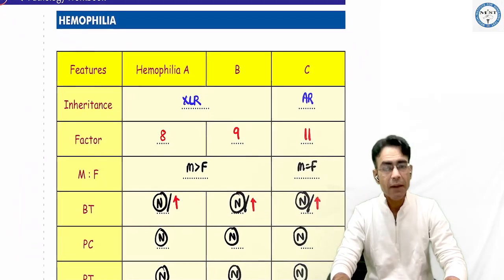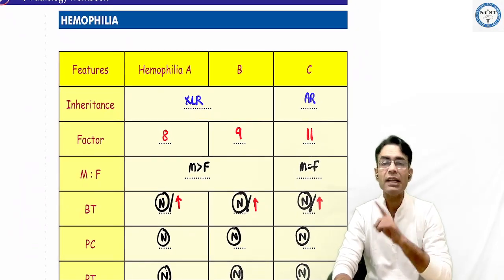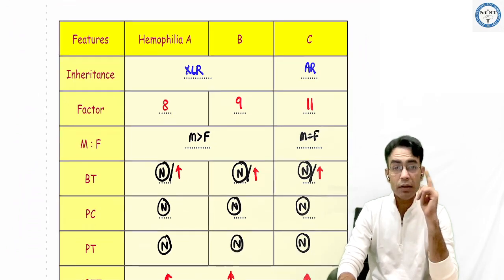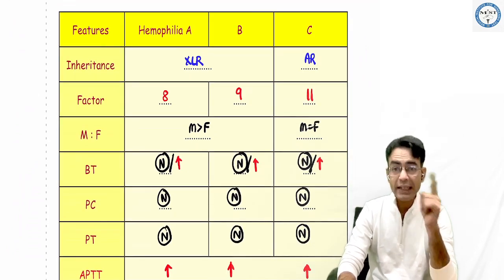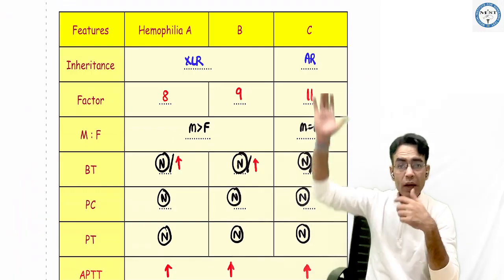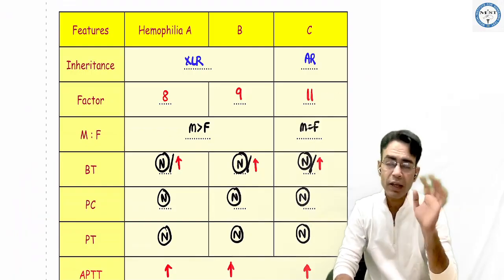Hemophilia A, B, and C. A and B hemophilia are XLR, C is AR. Factor deficiency of 8, 9, and 11. Factors 8 and 9, hemophilia A and B, are more common in males because they are XLR, whereas hemophilia C has no gender bias, male equals female.